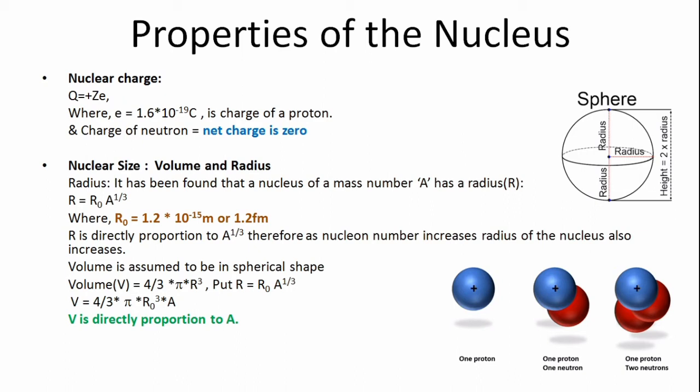Let's say I want to calculate the charge of a nitrogen nucleus. Its proton number is 7. Then I will multiply that 7 with the elementary charge e, that is 1.6 into 10 power minus 19 coulomb. That will give us the nuclear charge of nitrogen. And the charge of the neutron is 0. That means its net charge is 0.